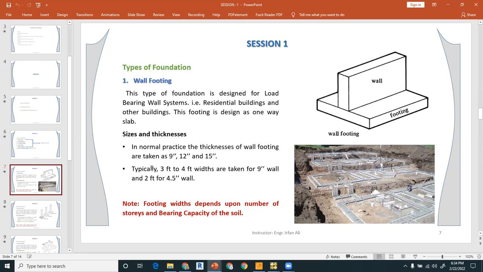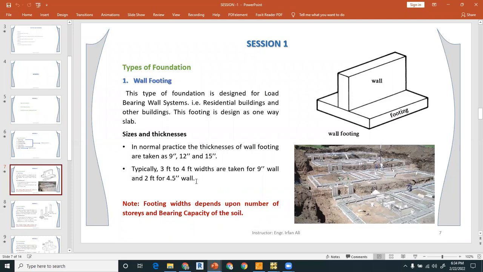ACI says that if you have a wall footing, it is actually a strip. In this picture, the second one, you can see the strip; this is the longer direction and the width is the shorter direction. If you divide the longer direction by the shorter direction, this ratio will always be greater than 2. When the ratio is greater than 2, it comes under the definition of a one-way slab, so you have to design this wall footing as a one-way slab. The typical thicknesses normally used in design practice are 9 inches, 12 inches, and 15 inches.